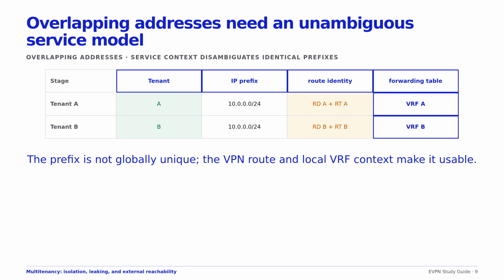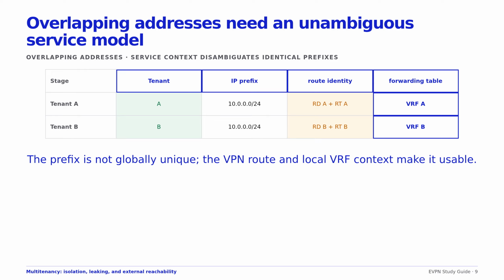When tenants overlap, simply leaking both copies of 10.1.1.0/24 into one shared VRF is ambiguous. The service needs another discriminator. Network address translation can create unique service-side identities. Separate service interfaces or per-tenant VRFs can preserve the original addresses while retaining context.